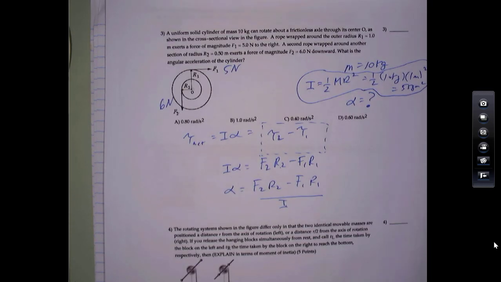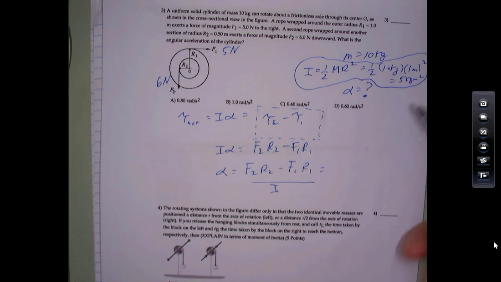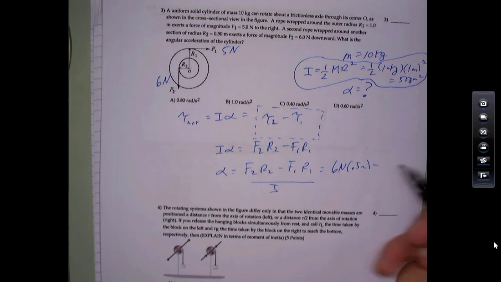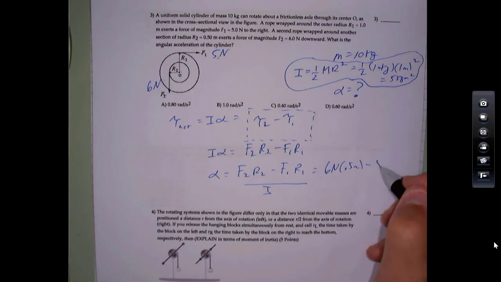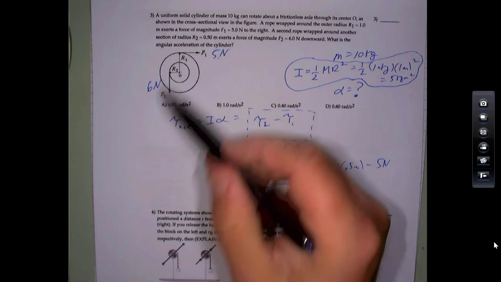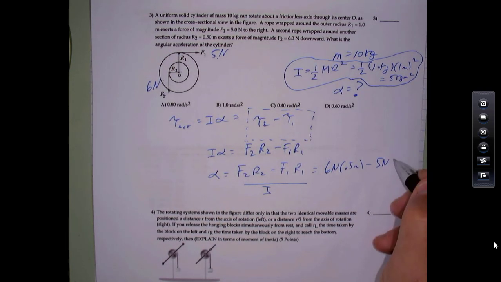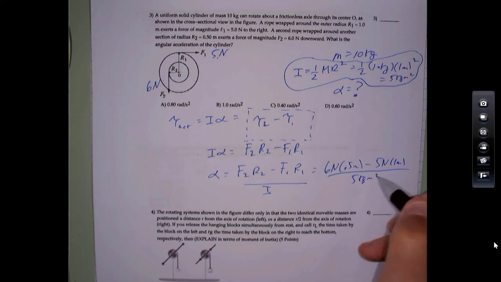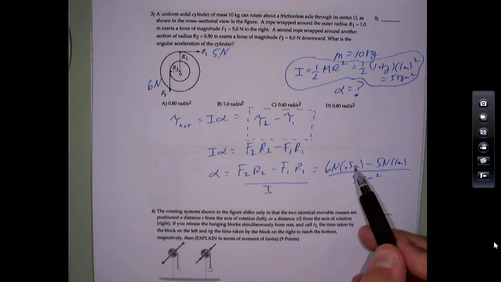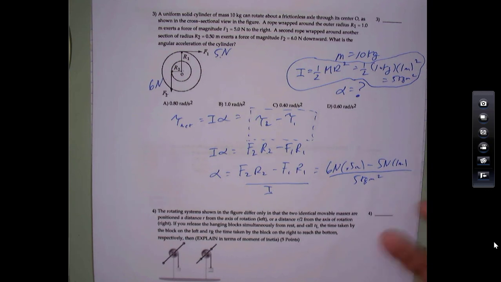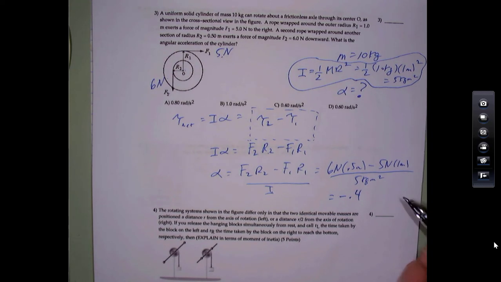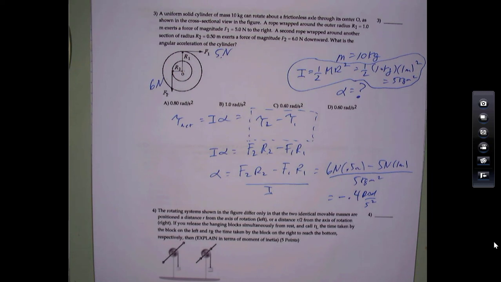Okay, so let's actually put the numbers in and see what we get here. So this would be 6 newtons acting at 1/2 of a meter minus 5 newtons acting at 1 meter, and then divided by what I just got here, 5 kilogram meters squared. Okay, so this would be like 3 minus 5, so that would be 2, actually negative 2 on the top. So 2 over 5 would be 0.4. Technically, this comes out to be minus 0.4 radians per second squared.